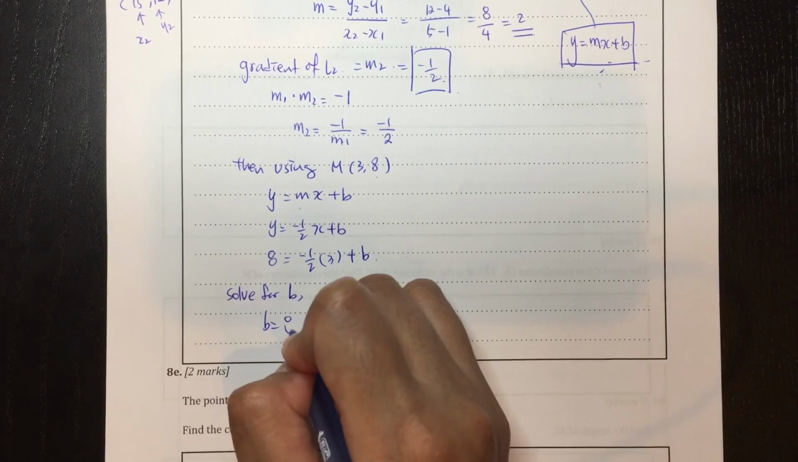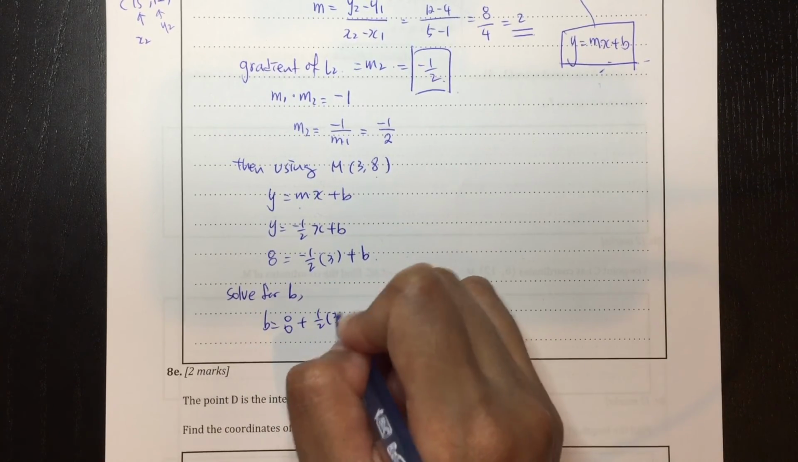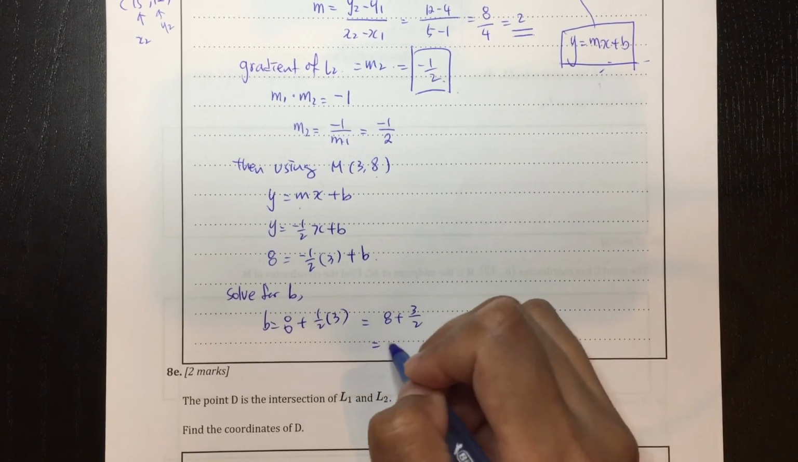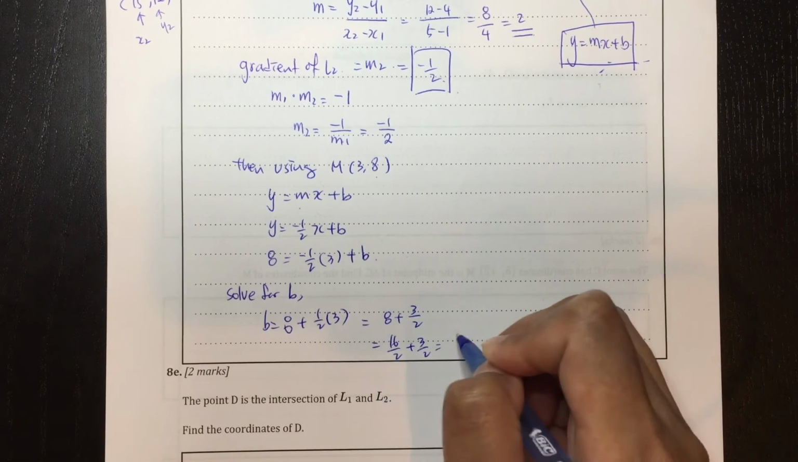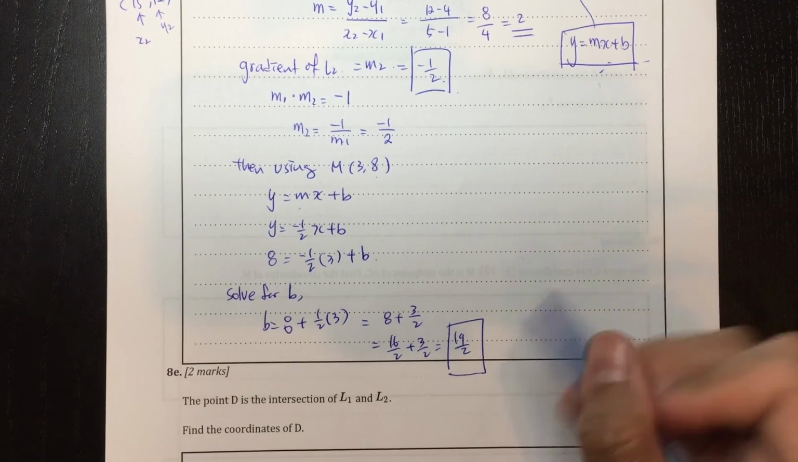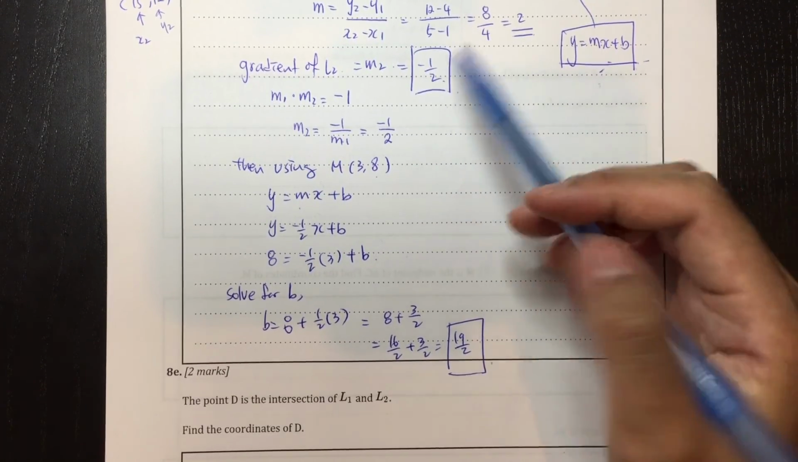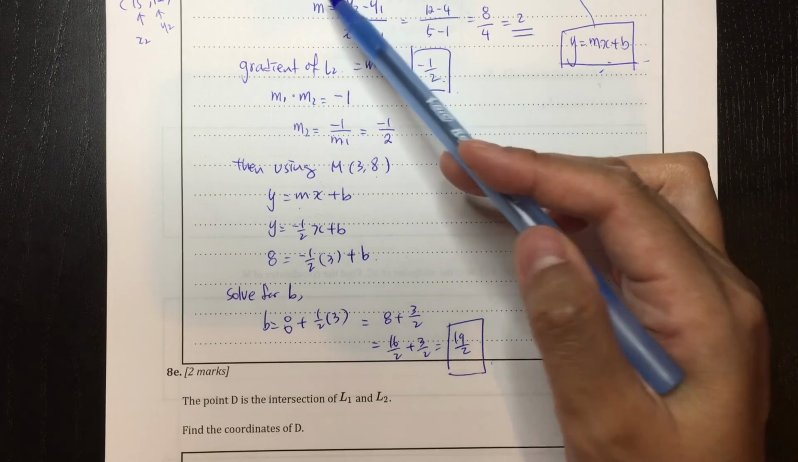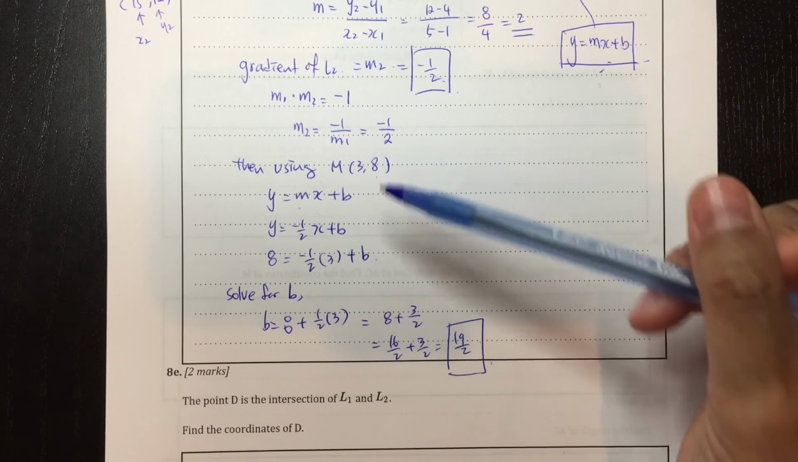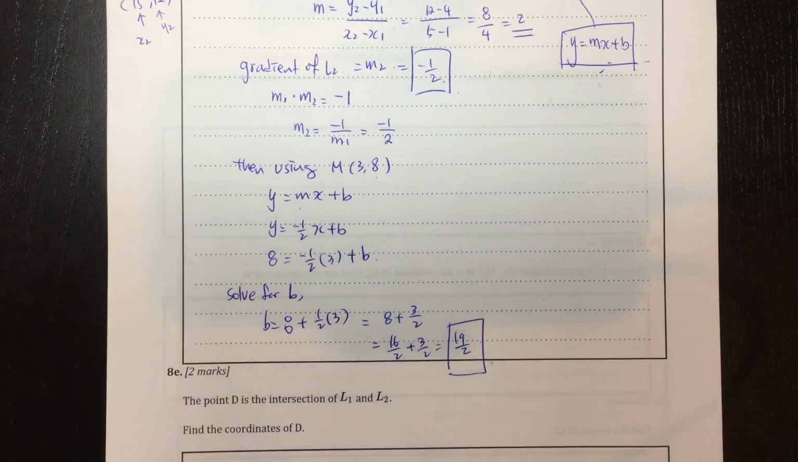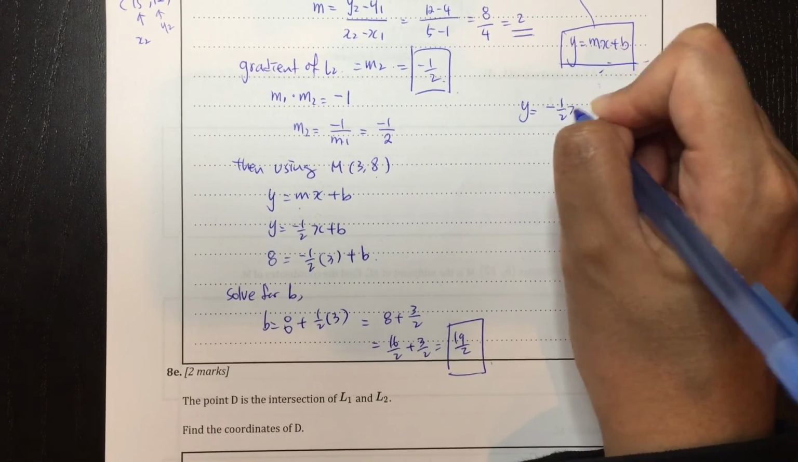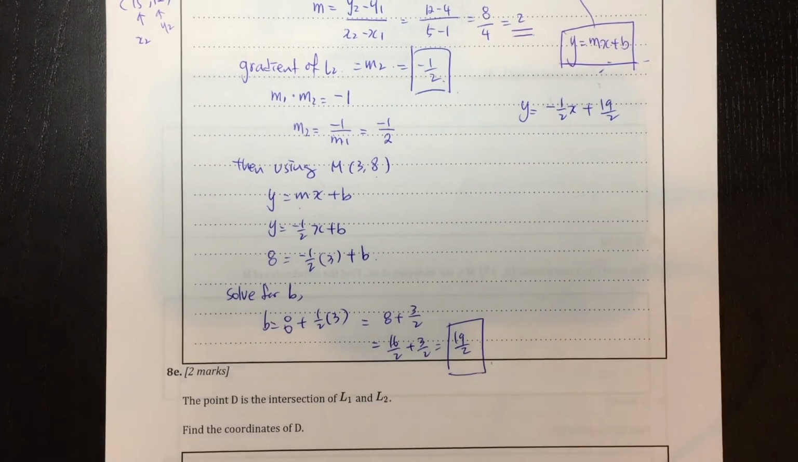Then b equals 8 plus 1/2 times 3, which is 8 plus 3/2. 8 is 16/2 plus 3/2, which is 19/2. So the b value is 19/2. And that means, using these two pieces of information, the gradient from the perpendicular concept and the b value using the point M, we can say y equals -1/2 x plus 19/2.